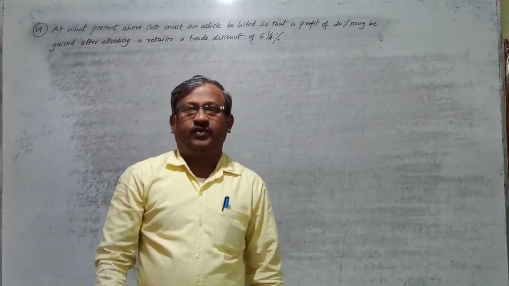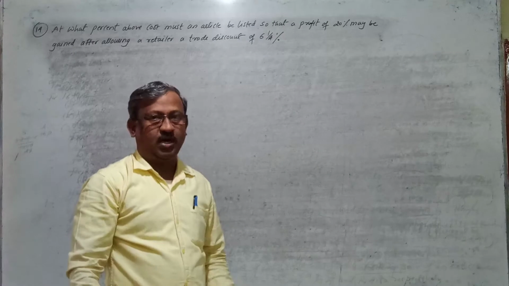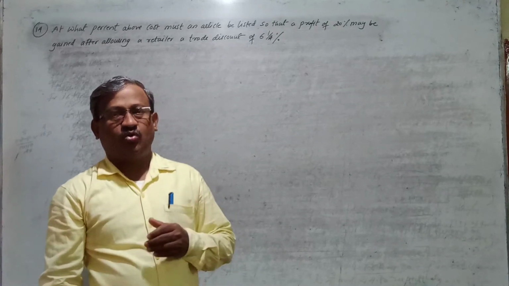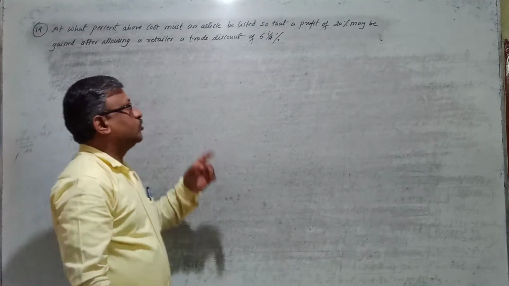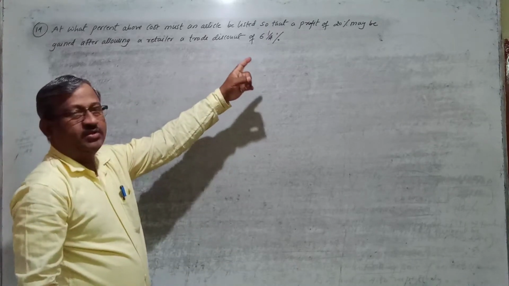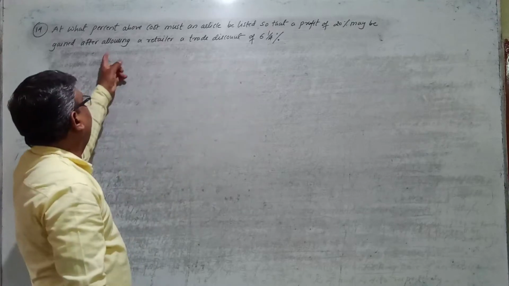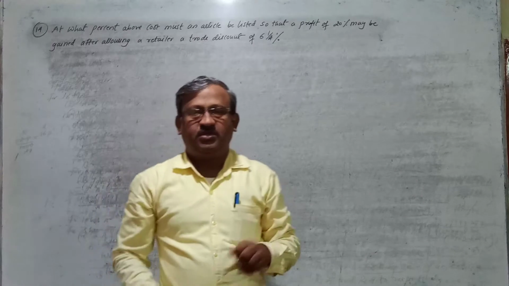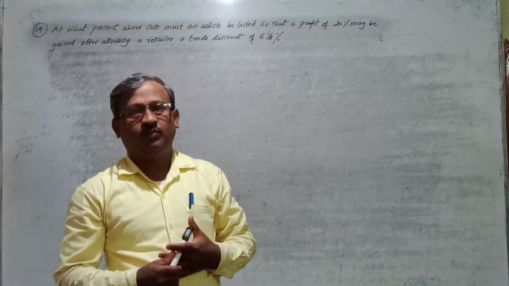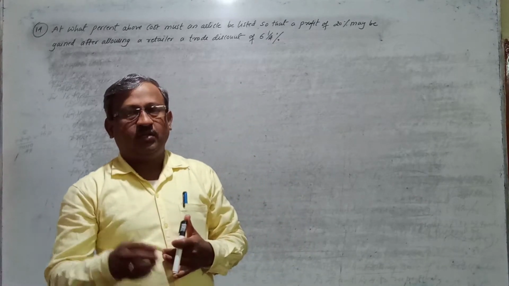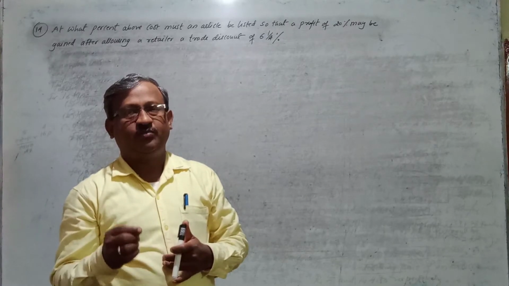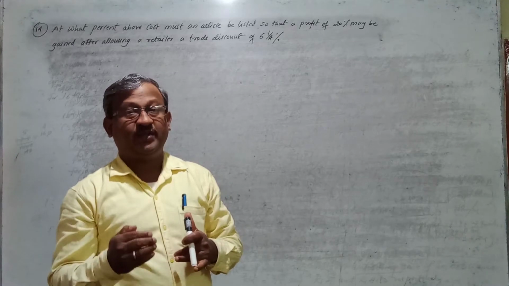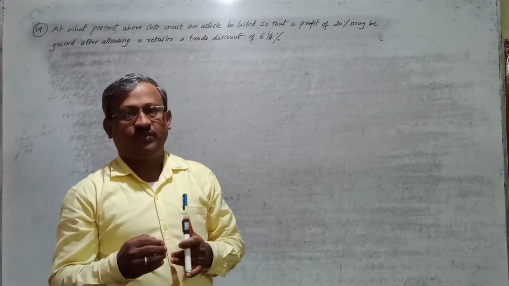Clear? What question they have asked here? At what percent above cost? Means by how much percent he has to increase his cost, right? So that a profit of 20% may be gained after allowing a retailer a trade discount of 6 and 1/4%. Means after giving 6 and 1/4% discount, right? The seller has to gain 20% profit on his cost. So at what price he has to raise his cost price? That question they have asked.